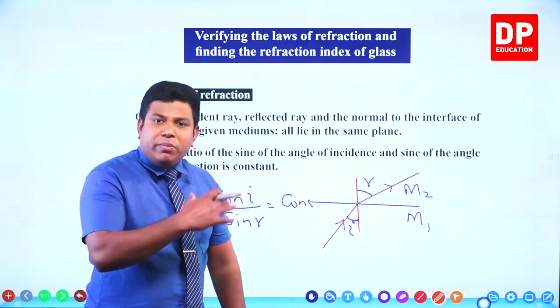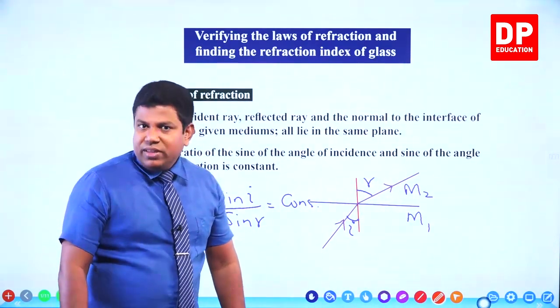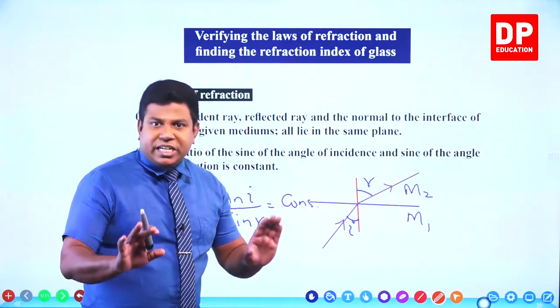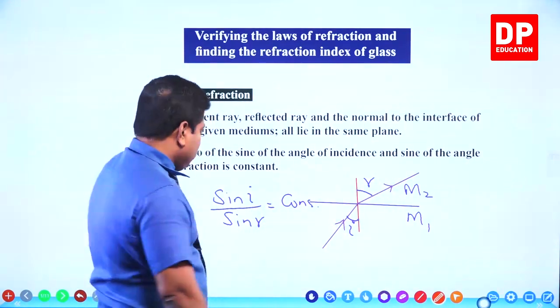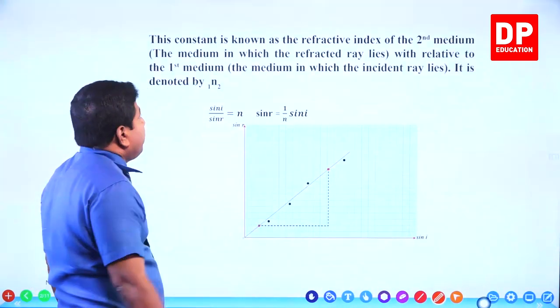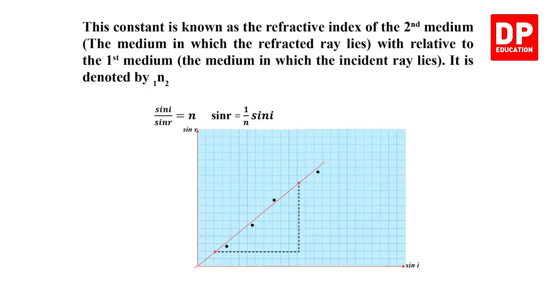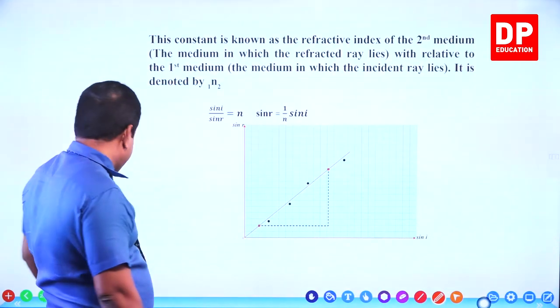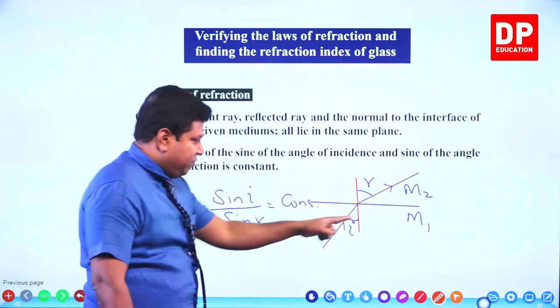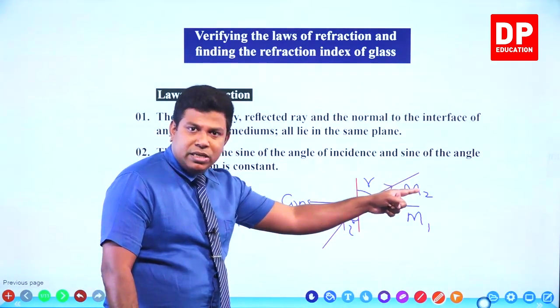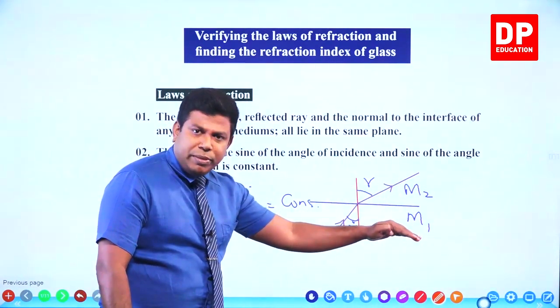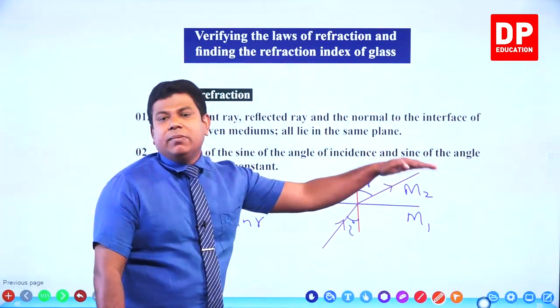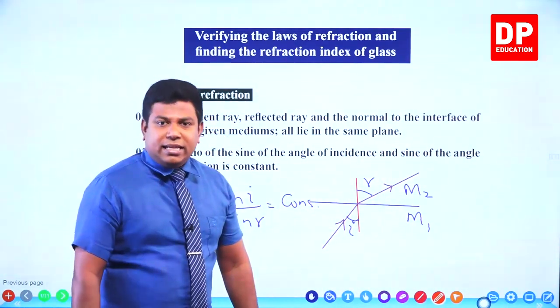So, in this experiment, we are going to verify whether these two laws are correct. Let's see how to do it. This constant is known as the refractive index of the second medium relative to the first medium. Here, this is the first medium, this is the second medium. So, relative to the first medium, the second medium's refractive index.